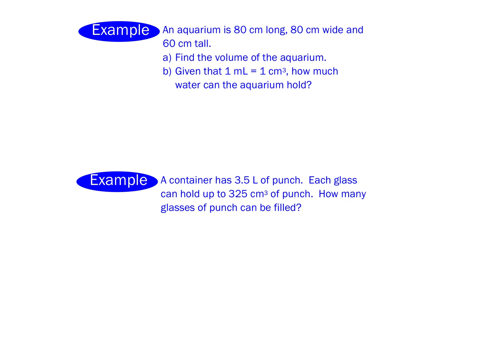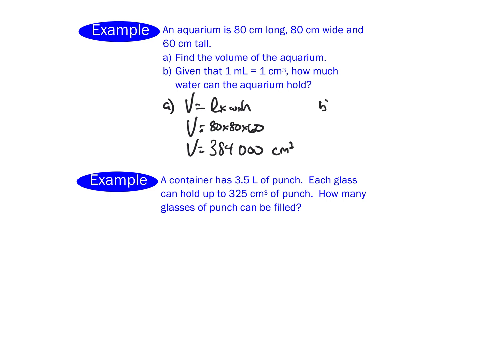An aquarium is 80 centimeters long, 80 centimeters wide, and 60 centimeters tall. What's the volume of the aquarium? To figure out that part of the question, we're going to use the idea that volume is length times width times height. So it's going to be 80 times 80 times 60. We do that multiplication and we get 384,000 centimeters cubed.